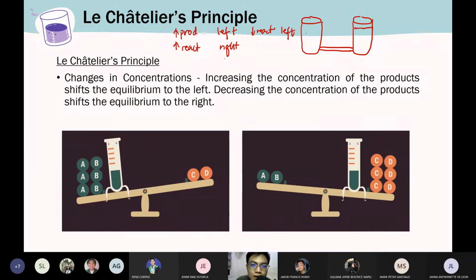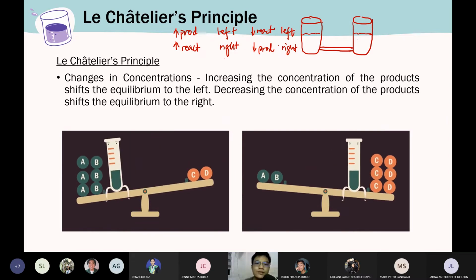How about the product side? Okay? Suppose, dito naman sa right side, ikaw magbabawas. What will happen? The water on the left will push others to the right so that they can achieve new balance. Okay? So, by decreasing product, the reaction goes to the right. Okay? So, yun yung mismong concept ng Le Chatelier principle.